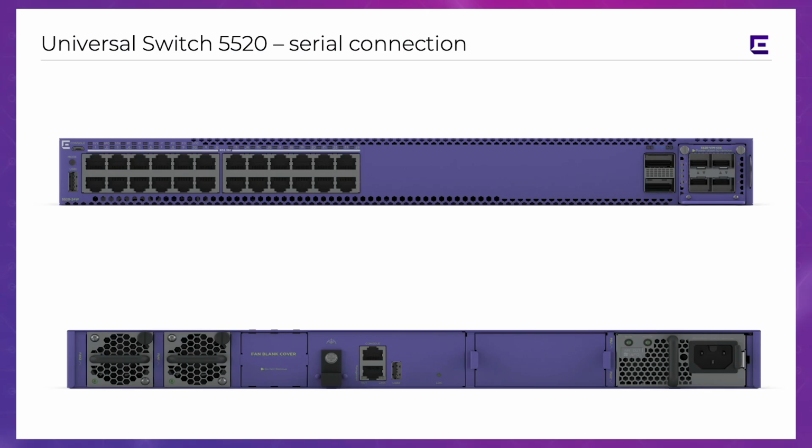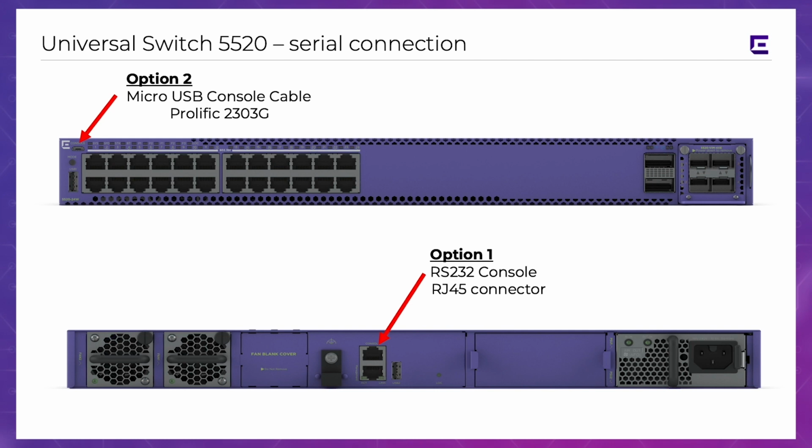We will need a console cable connected to the switch to have a look at the booting process. Our new hardware comes with two options to connect your switch to terminal software on your computer. Option 1 is to use a standard RS232 RJ45 connection, which is available on the back of the switch. As most modern computers do not have an RS232 connector, we have another option, which is a micro USB port on the front of the switch. The micro USB port is supported with a Prolific 2303 chipset, which allows you to connect your switch directly to a USB port on your computer with a regular USB cable.